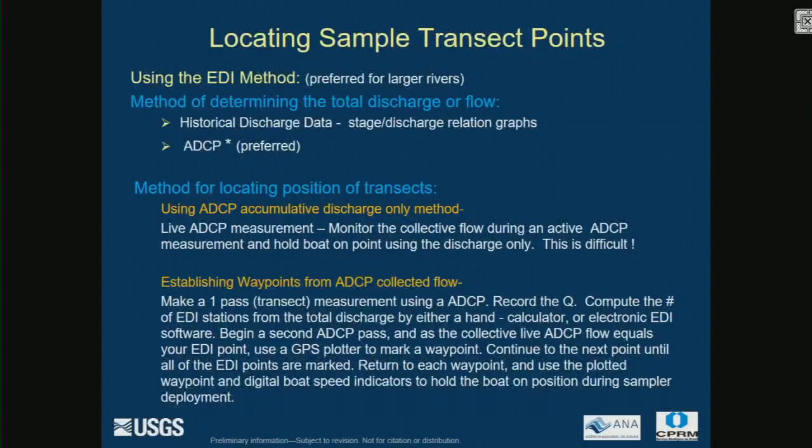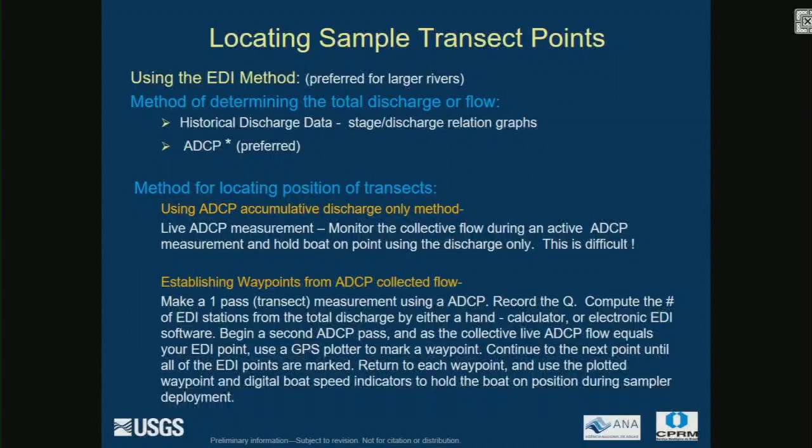And Molly showed a slide of some of our waypoints that we set. So the way this works is we'll go across the section, make one pass, and we'll use that discharge to set our EDI points. Whether we calculate it by hand or use the EDI software, we get those discharge values where we've got 5 sections, 20% sections. We're going to sample in the middle of those sections. So our percentages end up being at 10, 30, 50, 70, and 90.